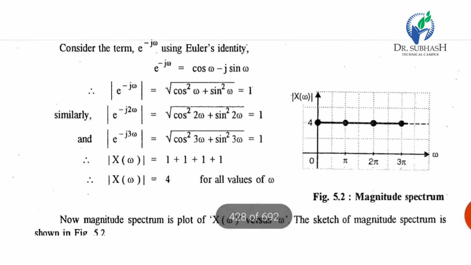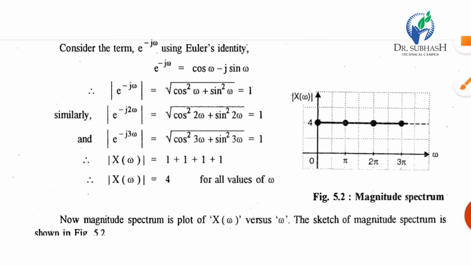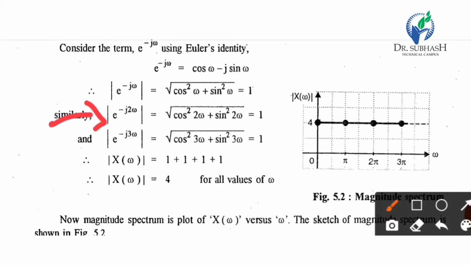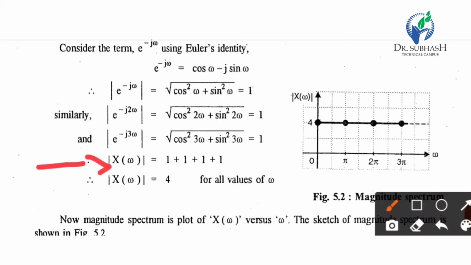So for e^(-jω), the first term is under root of cos²ω + sin²ω, which equals 1. Similarly, e^(-j2ω) means under root of cos²2ω + sin²2ω, which again is 1. e^(-j3ω) equals under root of cos²3ω + sin²3ω, which equals 1. So |X(ω)| = 1 + 1 + 1 + 1. So |X(ω)| = 4 for all the values of ω.